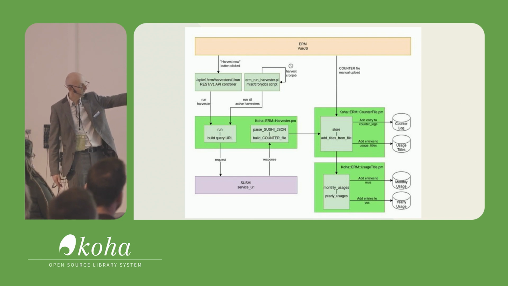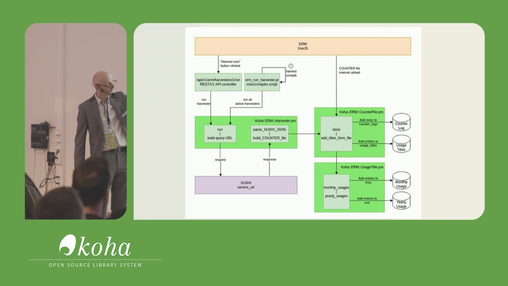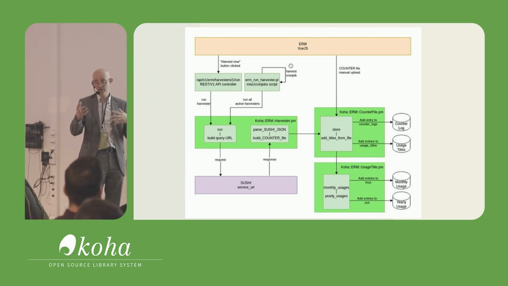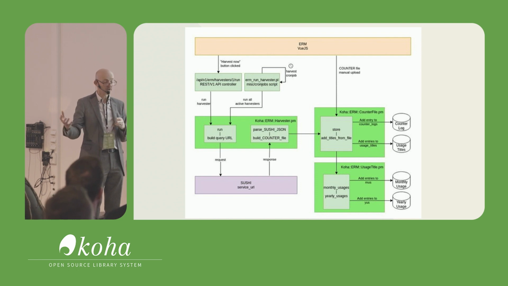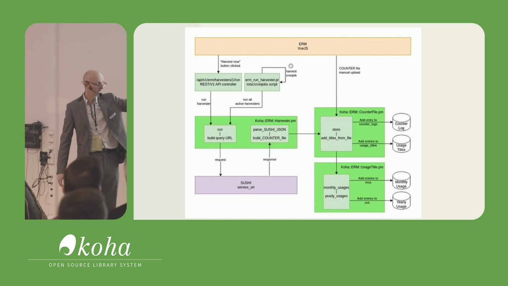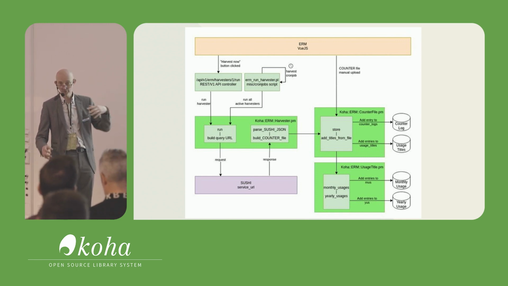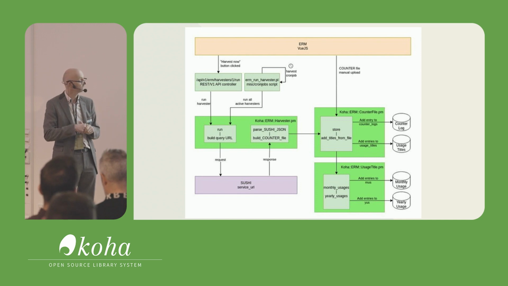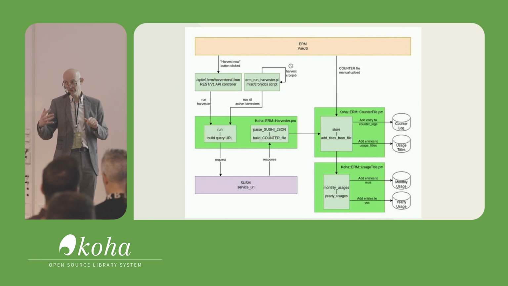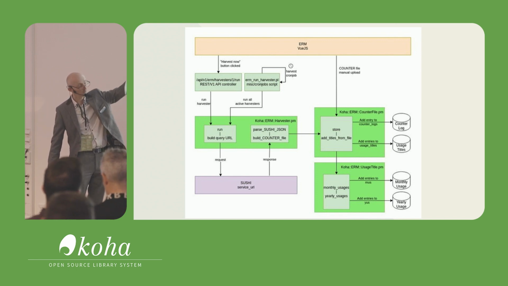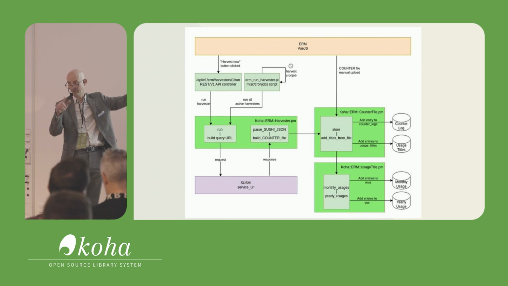So in Koha, we store a log of what happened with the publisher. So the fact we went and asked for a file. We store any titles that came back as part of that response. And then in these monthly and yearly statistics tables, we store the counts of how many times these titles are used. Now, if the publisher doesn't support SUSHI, but they can give you COUNTER files, then there's an option to manually import a COUNTER file just by clicking a button.